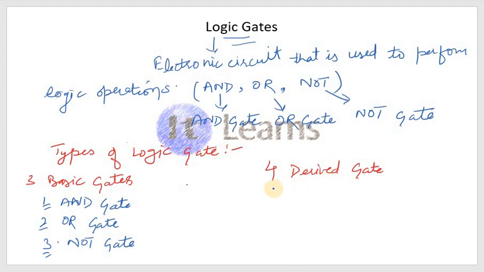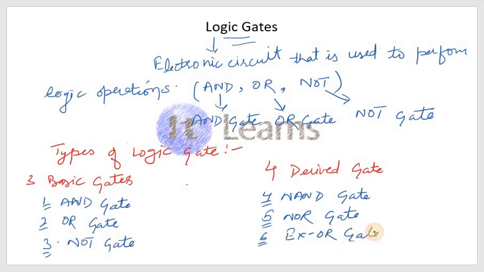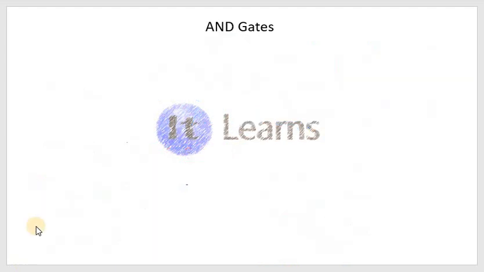Now the four derived gates: NAND gate, NOR gate, XOR gate, and the last one is XNOR gate. So let's move on to discuss these basic gates. The first one we have is an AND gate.